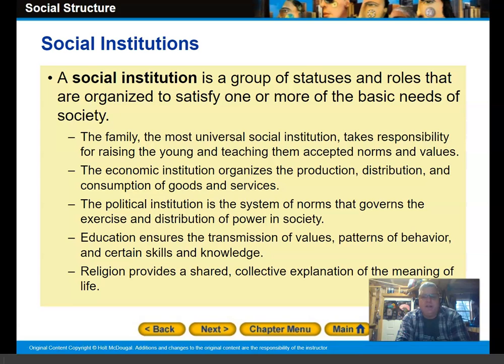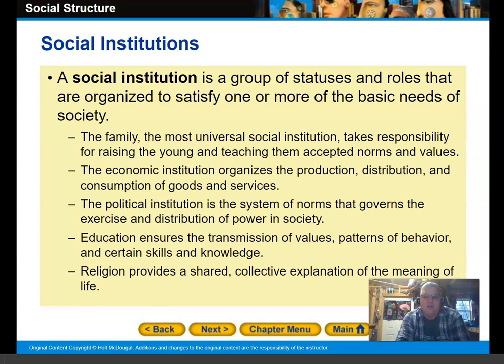Education ensures the transmission of values, patterns of behavior, and certain skills and knowledge. And so here again, equal access to education is not necessarily the same. However, in all societies, there will be some form of education, either informal or formal.